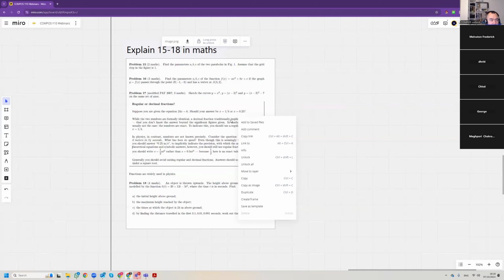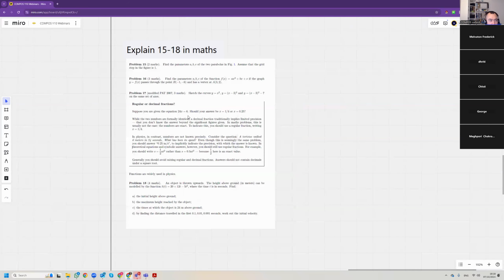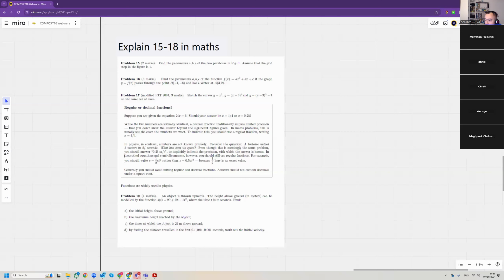So 15, well, you just need to find the equation of the parabola. So you have a picture, you need to find the equation. So I don't know how I can make that more clear.